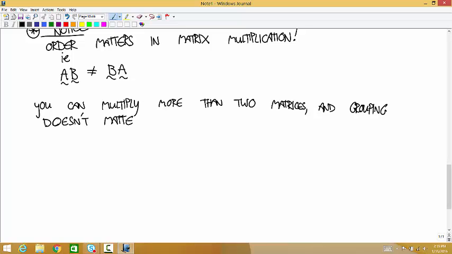So what I mean by that is A, B times C is equal to A times B, C. All that matters is which one is on the left and which one is on the right. Okay, you can't switch the order of them.